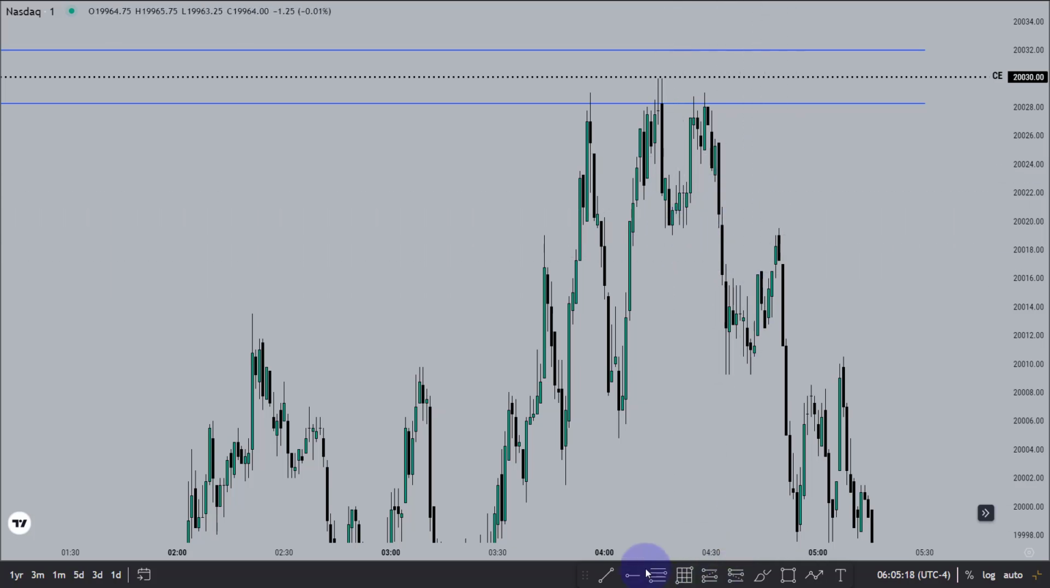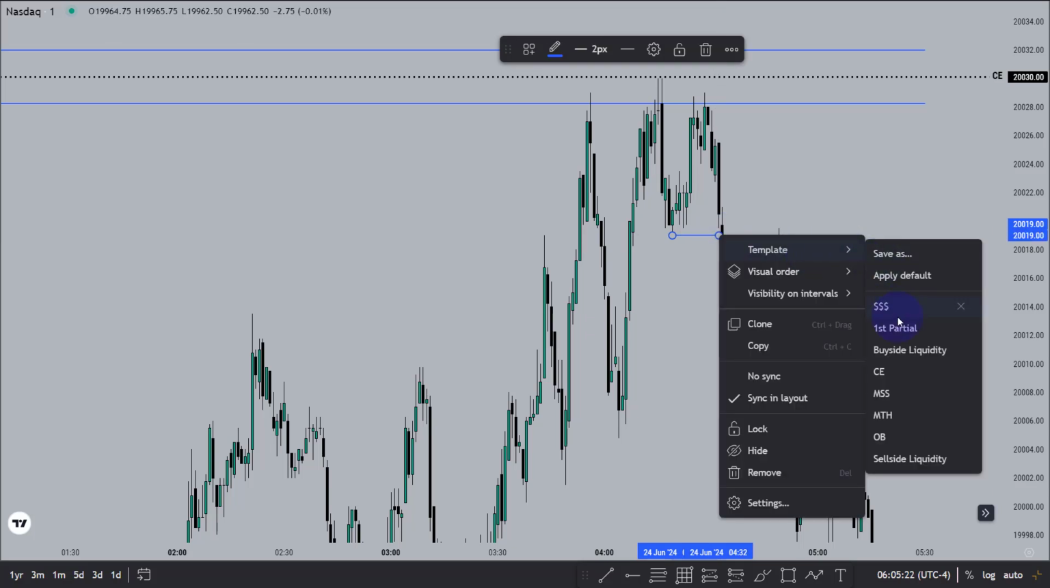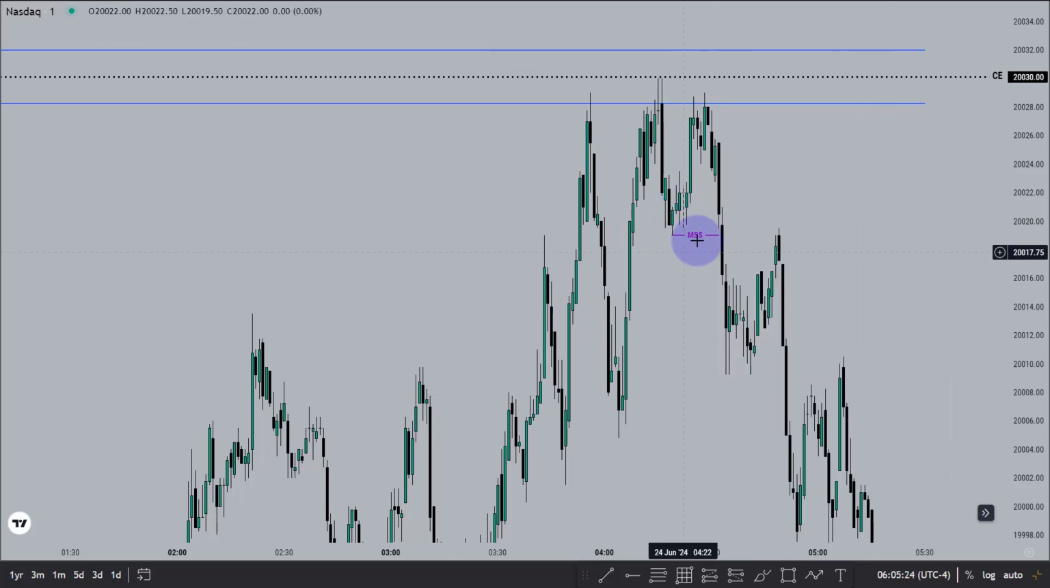I have seen this market structure shift. Was that valid? Absolutely, it was a valid market structure shift, a perfect market structure shift. That was a very nice, perfect market structure shift.